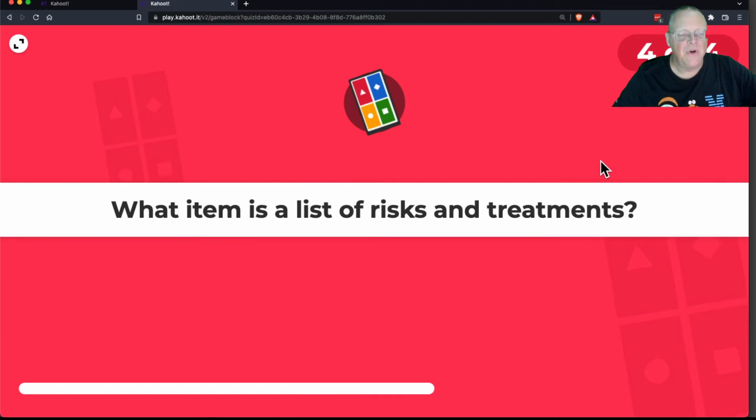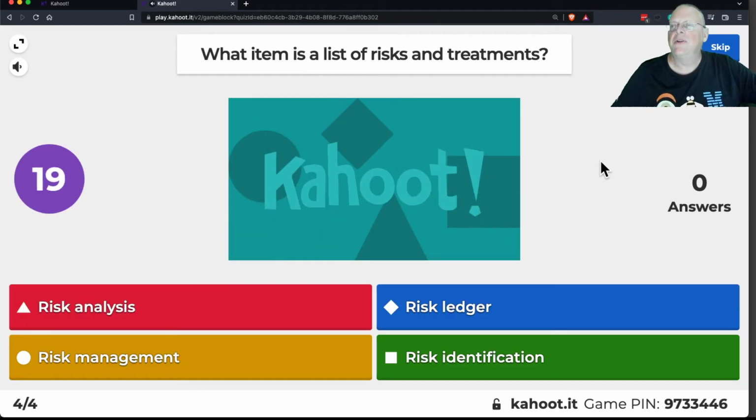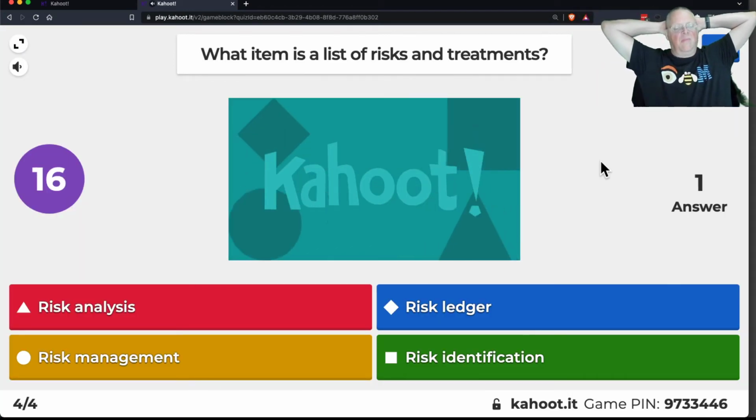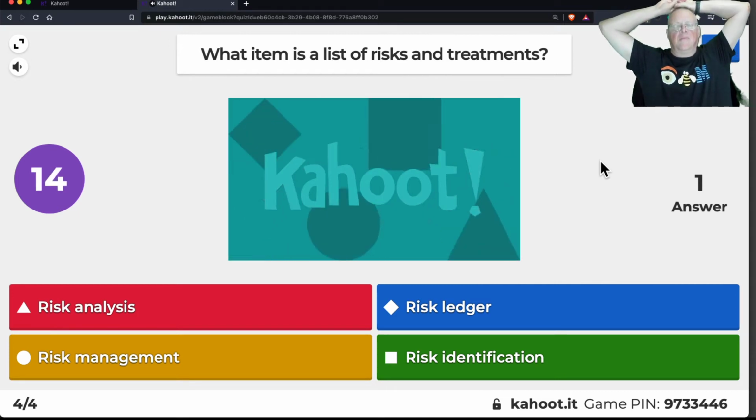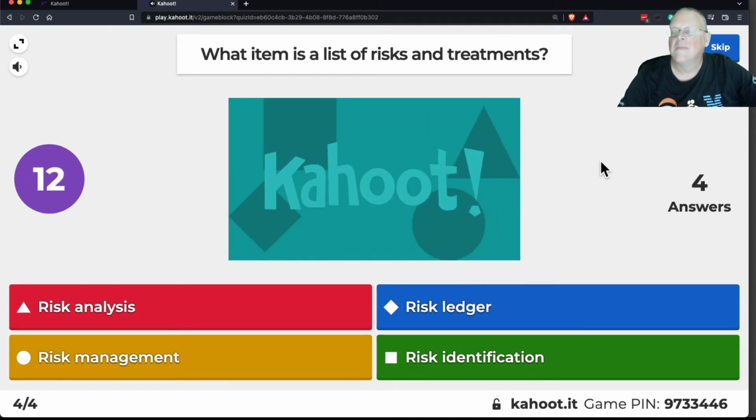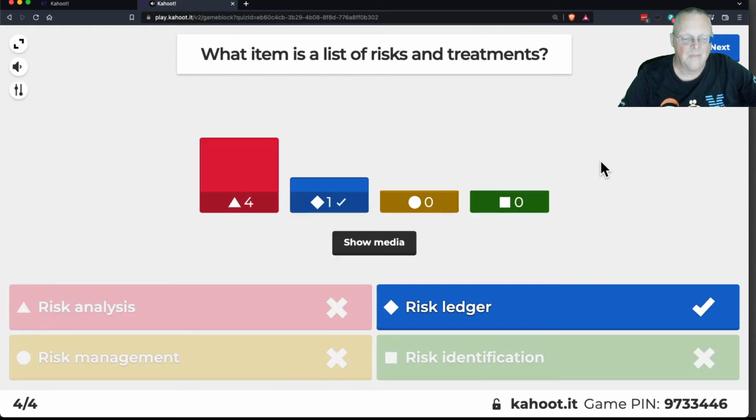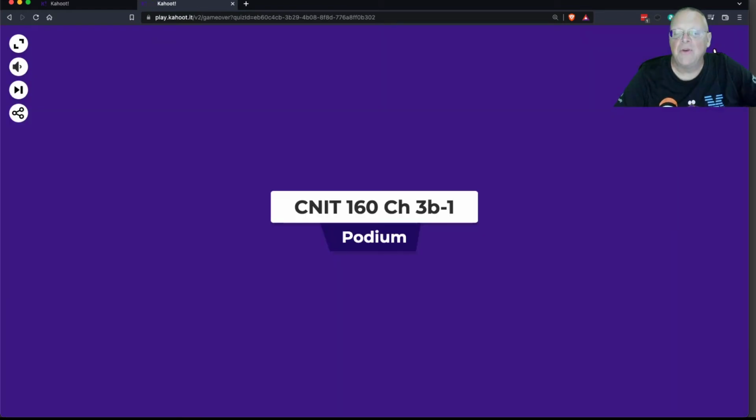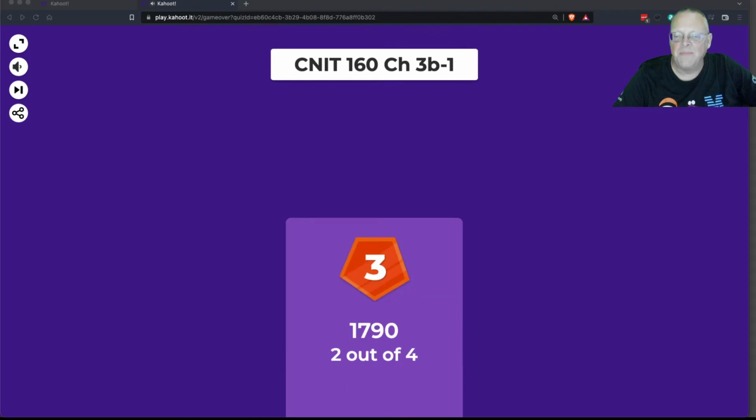All right. So which one is the list of risks and treatments? All right, that's the risk ledger. Risk analysis would apply just to one, but the risk ledger is the list of all your previous risks and the treatments you applied. All right.